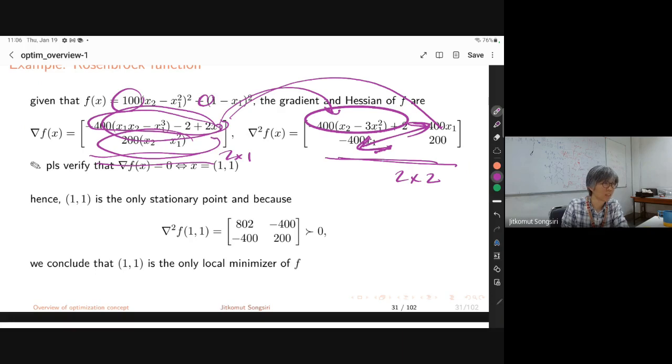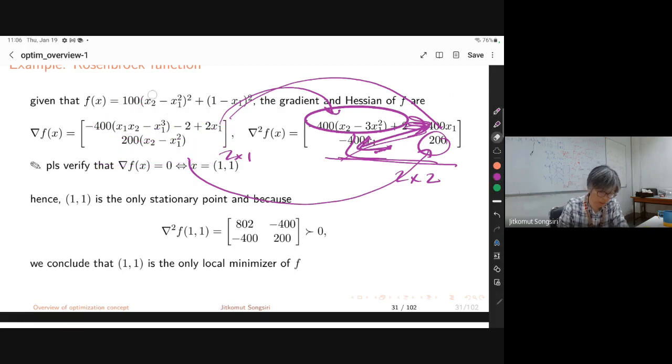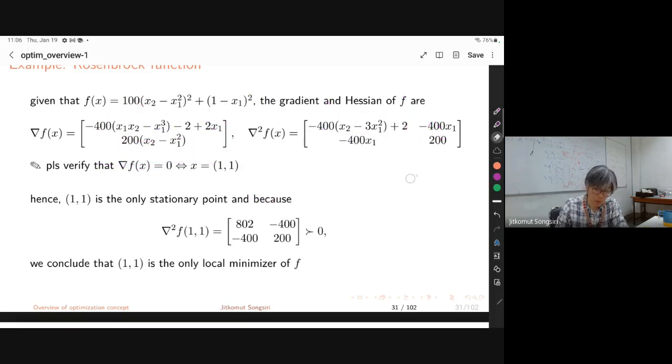The Hessian has to be symmetric. This is the second component of the gradient with respect to x2. Just verify, it's not hard. When you solve for the stationary point, you set it to 0, and then you can play with the equations.